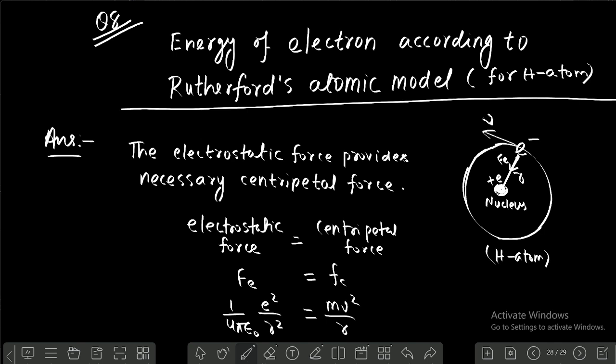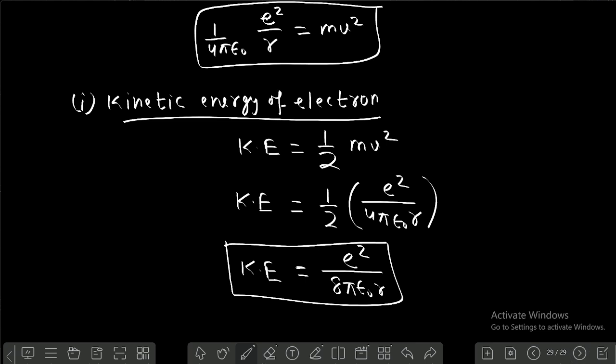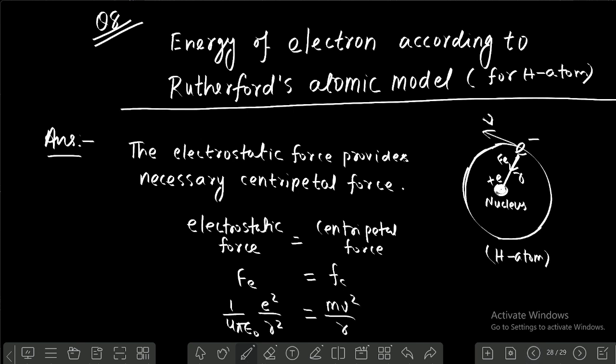Did you write clearly? So 1 by 4 pi epsilon naught E square by R square equals mv square by R. From here R cancels; on the left side one R remains, on the right side R is not there. So you get mv square. After getting mv square, you immediately get kinetic energy. Yes or no? Completed the first page? Did you complete this page?